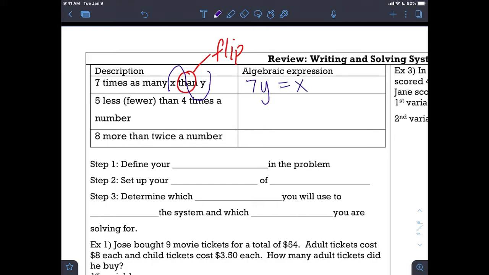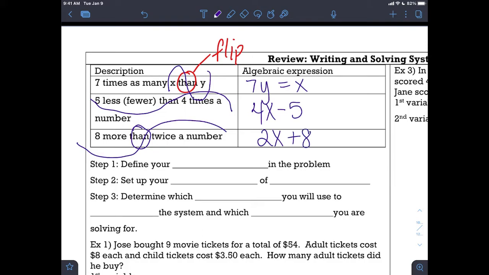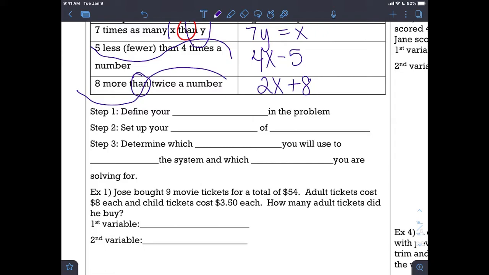5 less or fewer than 4 times a number. So than tells me again to flip. So 4 times a number, 5 less. 8 more than twice a number. Again, I'm going to flip it. Twice a number, 8 more. Okay? So every single time you set up one of these, you're going to be using the same exact process.